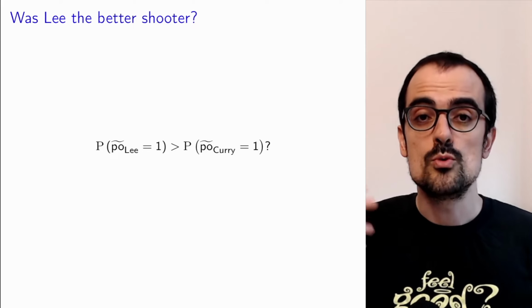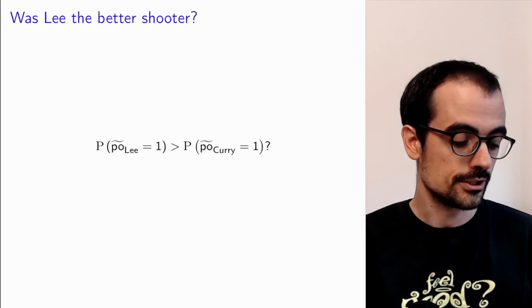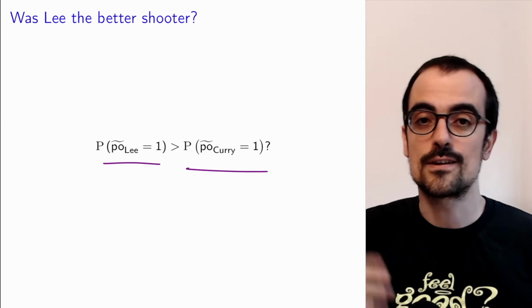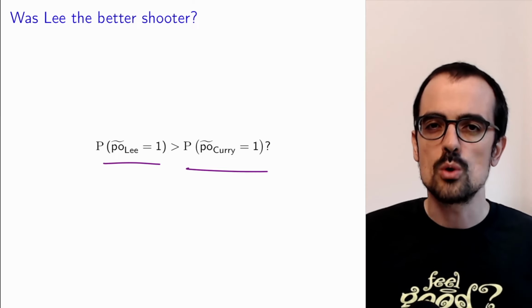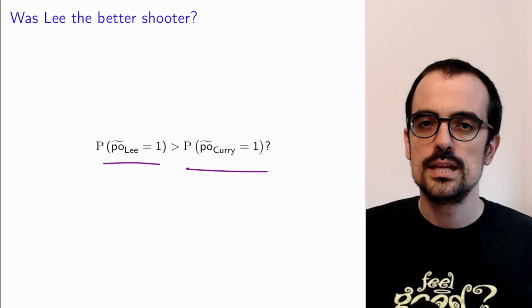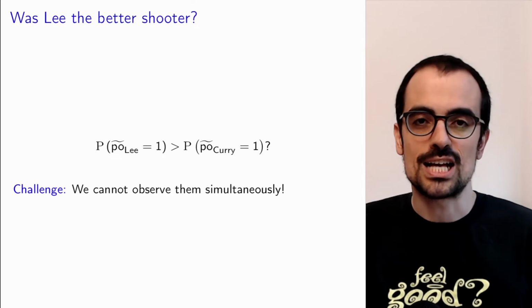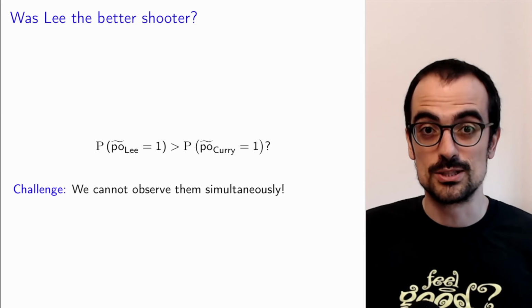What we're really after is knowing whether, if Lee shot all of the shots, his percentage would be higher than Curry's if Curry shot all of the shots. This is what we really want to know. That would mean that indeed Lee was the better shooter. And the challenge is that, of course, we cannot see these potential outcomes simultaneously.